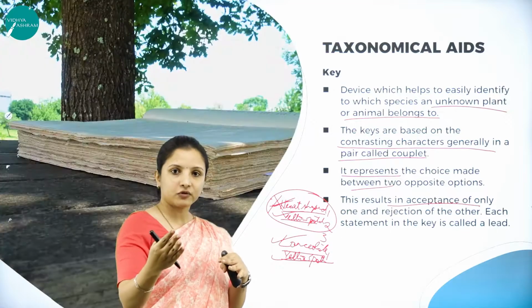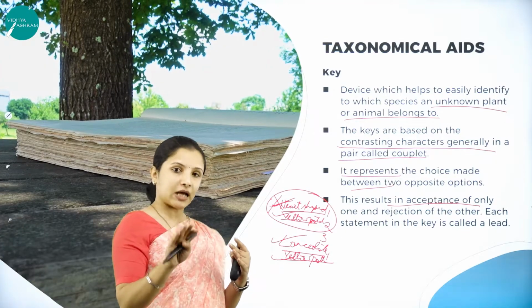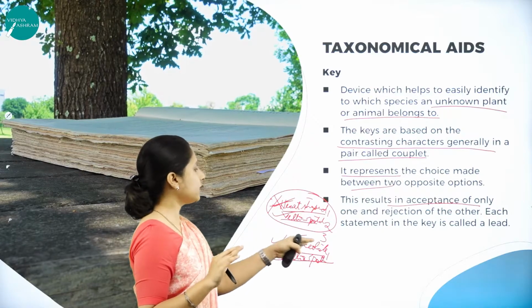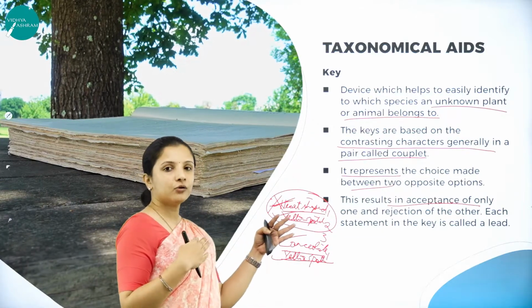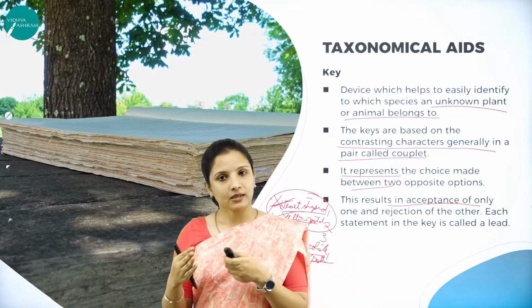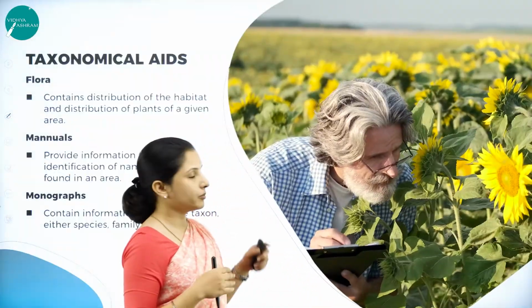But the plant that was given to you for studies has a yellow patch, but it is not heart shaped. So you'll skip this point and then move to the next. That is how categorization is done, and based on the characters, the plants are classified. So that is about the taxonomical key.